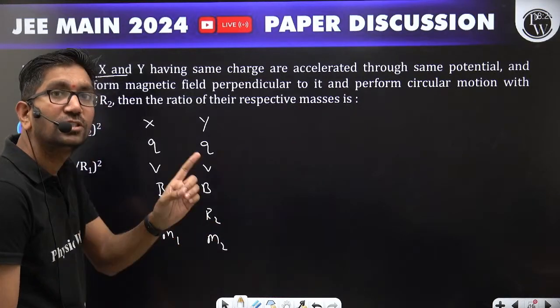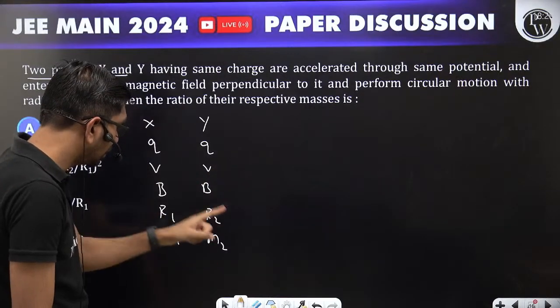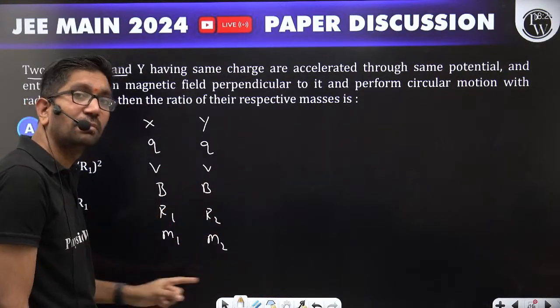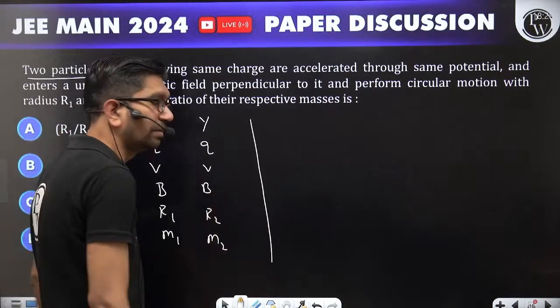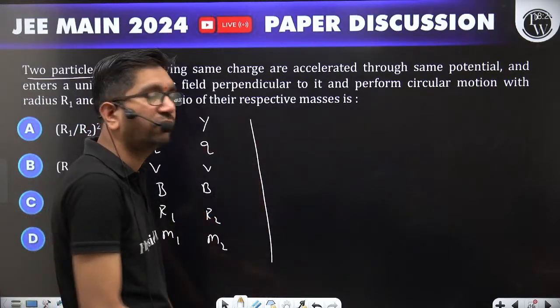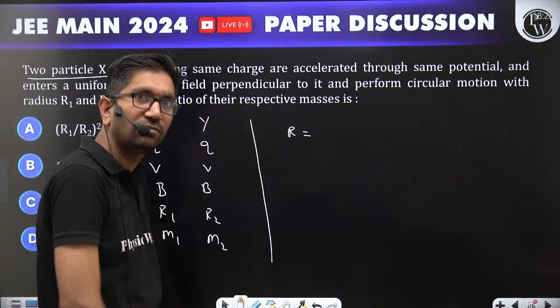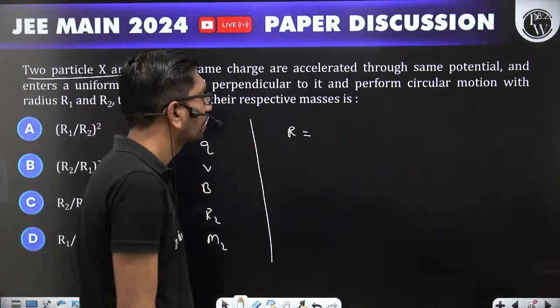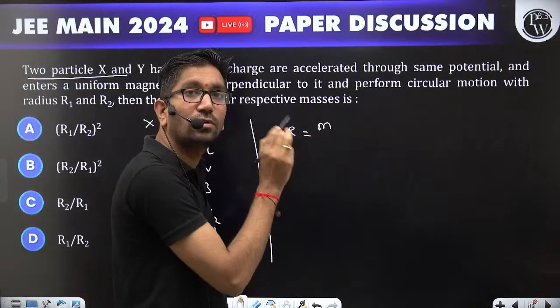Just cross check the relationship between radius and mass. As everyone knows, when a charged particle is moving in a magnetic field, what is the radius? What is the radius we get here? The radius of the circle when a charge is moving in a circular path. This is a formula you have to remember, beta.